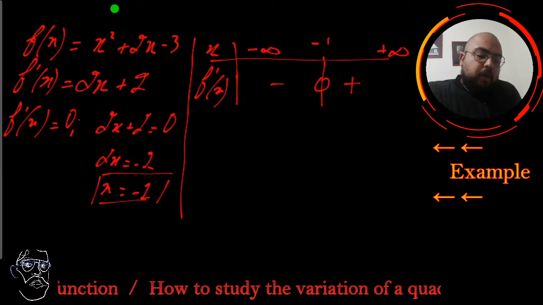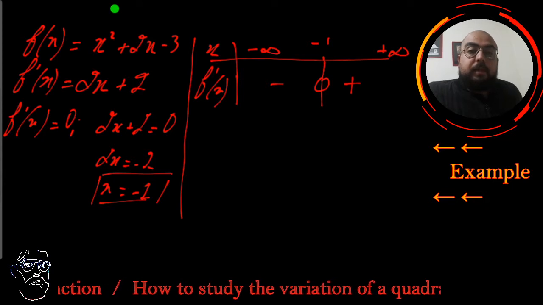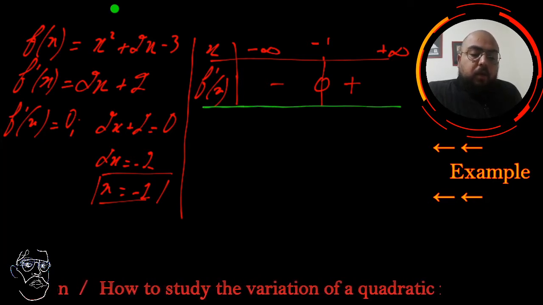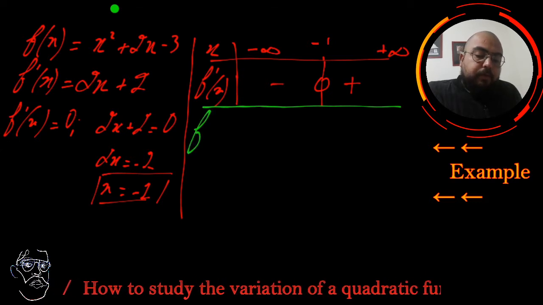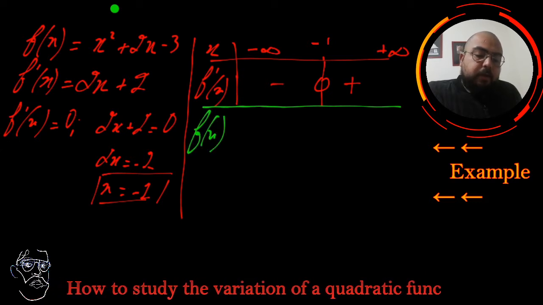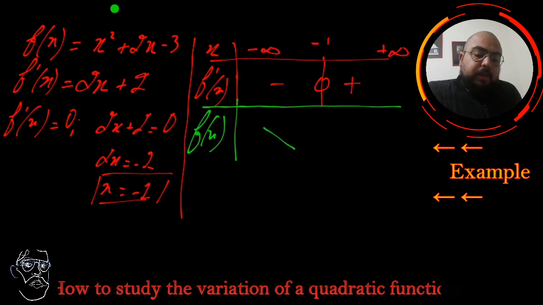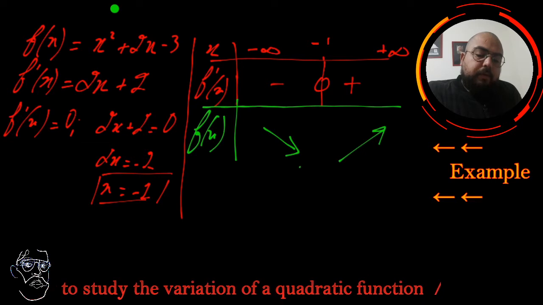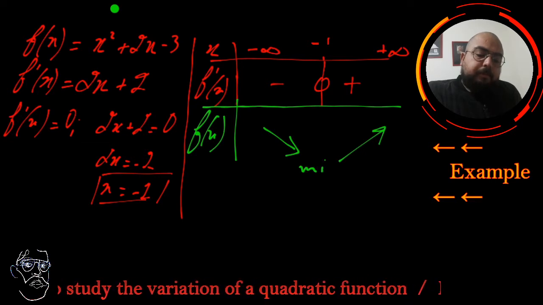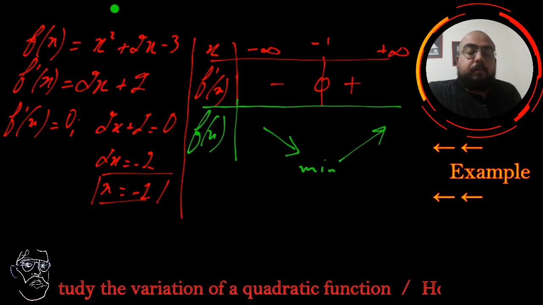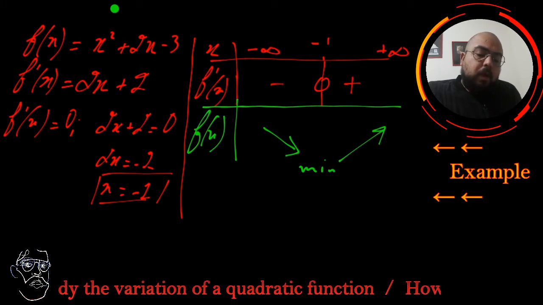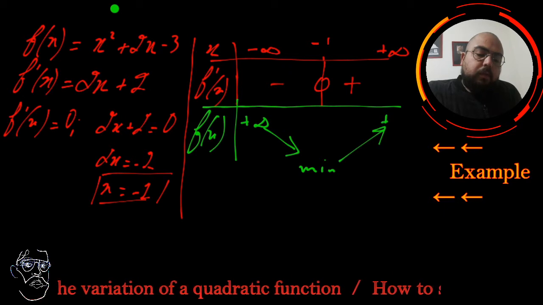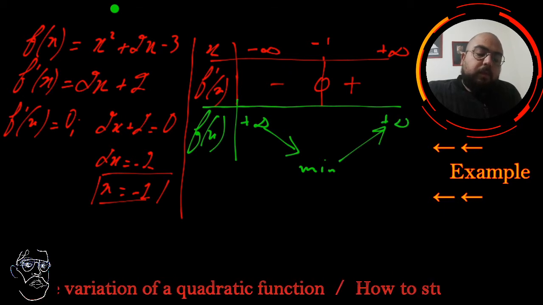Alright, once you have done the table of sign of f prime of x, you can go to the table of variation of f of x, which is decreasing, and then it will be increasing. So in this case, you will have a certain extremum, which is the minimum. For the limits, it's again plus infinity. We had already calculated them, so you can replace them, plus infinity.